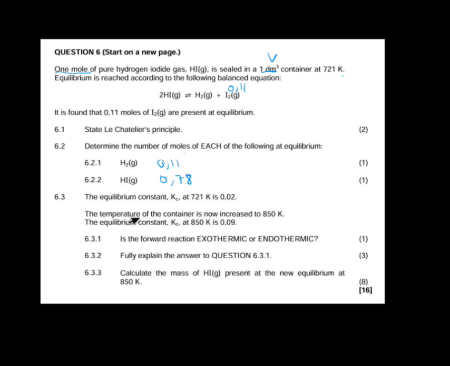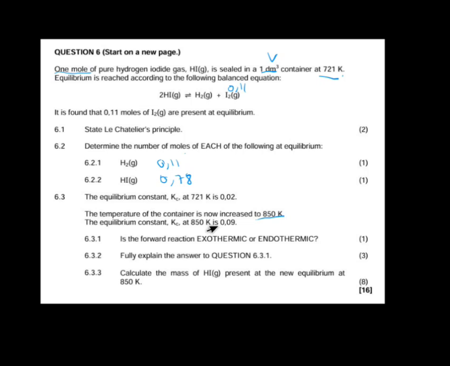So now I want to focus on a new level. They said the equilibrium constant is this, right? So they give you the equilibrium constant. We have the number of moles of everything at equilibrium, and then they give you the equilibrium constant. They said the temperature of the container is now increased, so it was 721, now it became 850. Then they said the equilibrium constant is that. So they really gave you a nice level here.